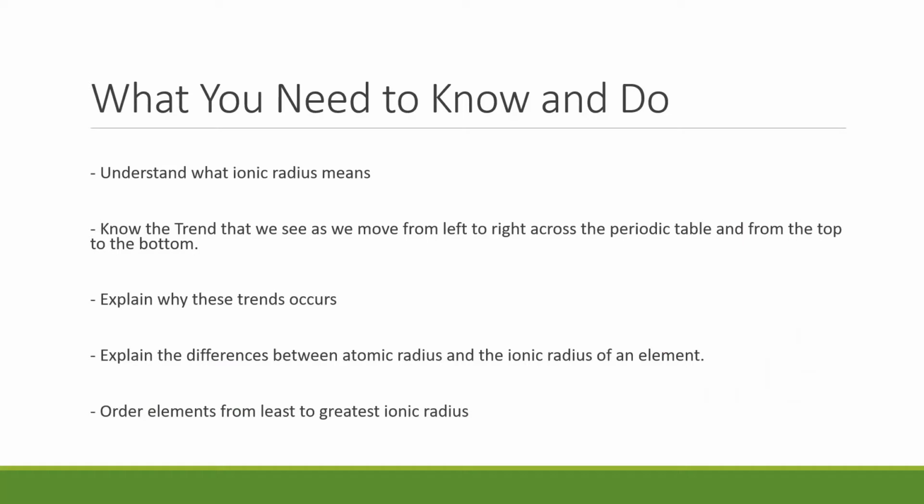Okay, so what do you need to know and do by the end of this? Well, you probably should know what ionic radius means. You'll also need to know the trends that we see. So what happens to the atomic radius as we move from left to right and from top to bottom? Does it increase, decrease, stay the same, a little bit of both? Well, you'll have to know that. You'll have to explain why. Why does the trend occur? So if it increases as we move from left to right, you need to tell me why. Why does it increase?